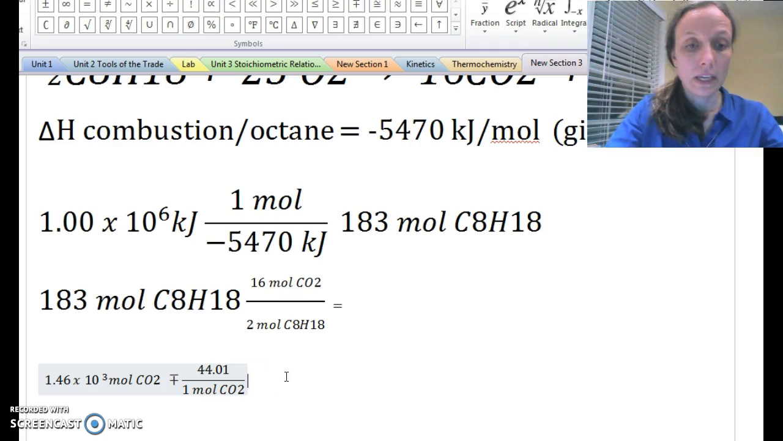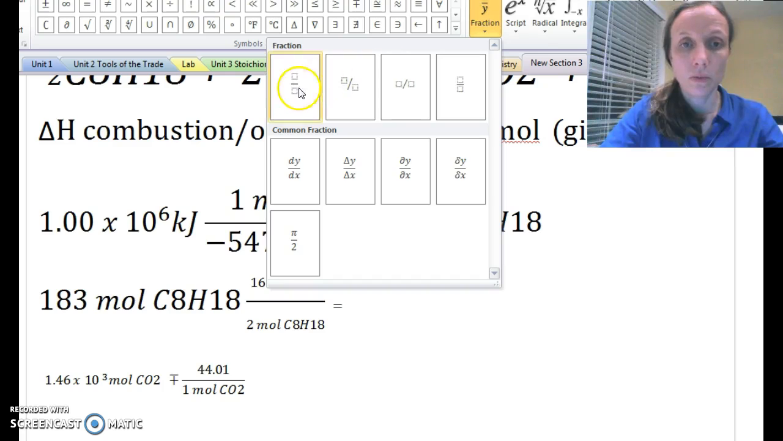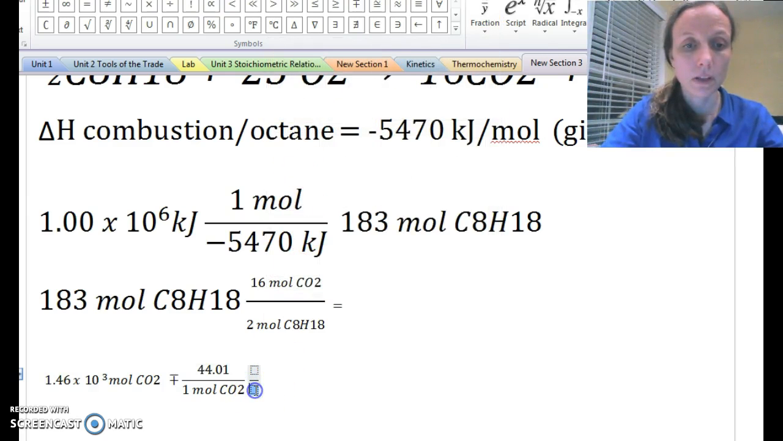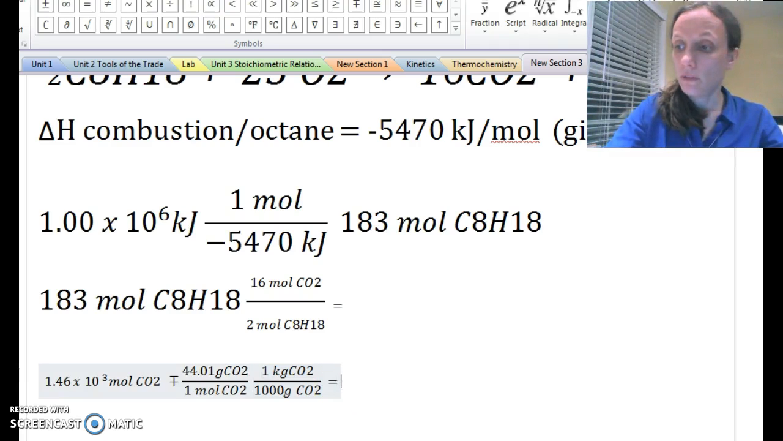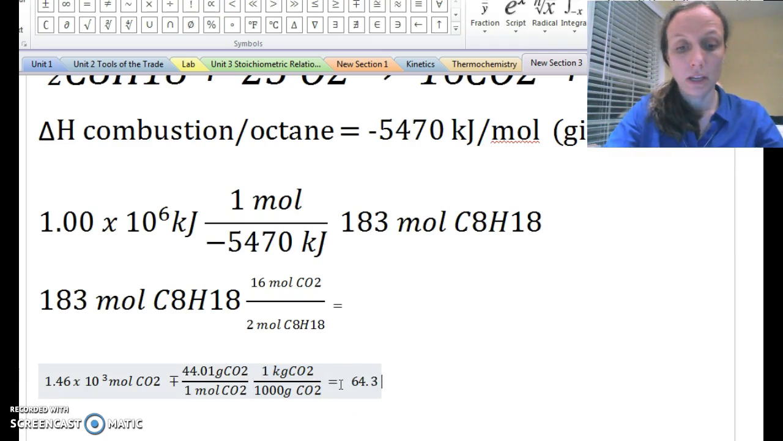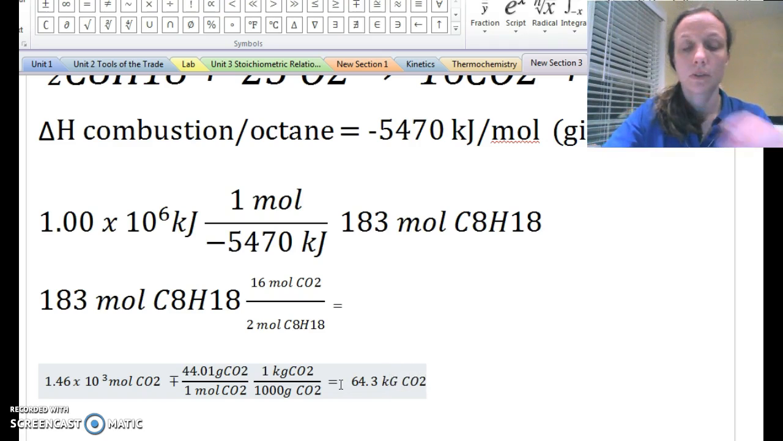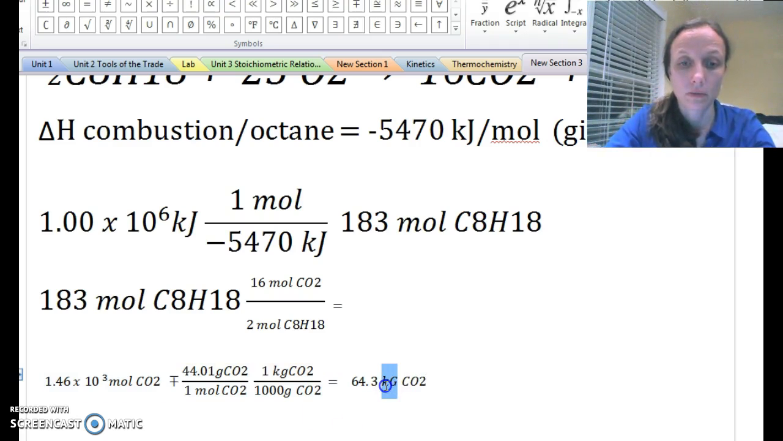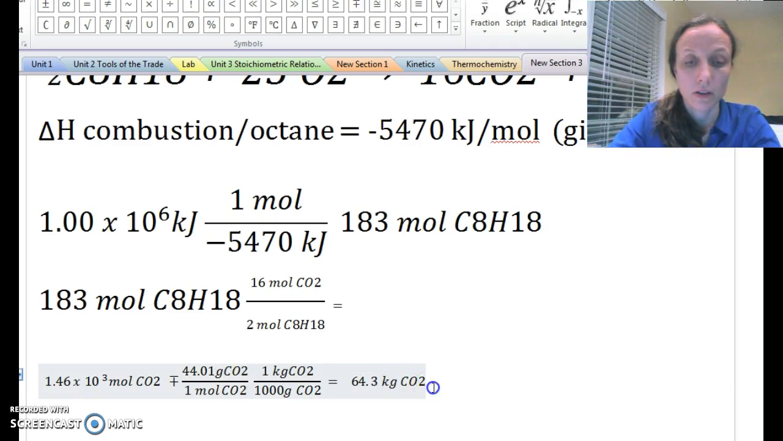And then we're going to do that again, because that's grams, and they want it in kilograms. Let me come up here and put my unit, grams of CO2. So then here will be 1,000 grams of CO2, and up here would be 1 kilogram of CO2. And then this will give you 64.3 kilograms of CO2. Okay, wow. Let's make this a different color so this stands out for you.